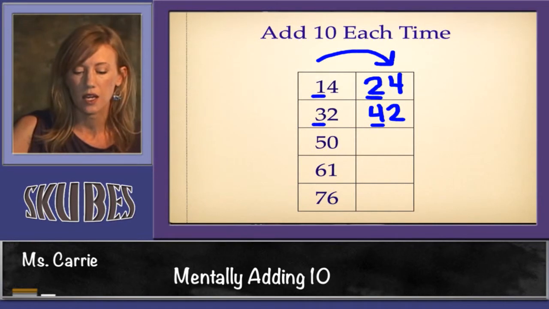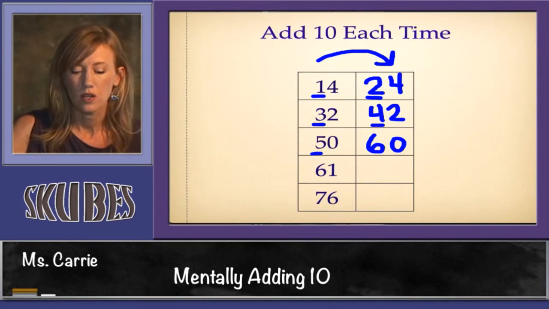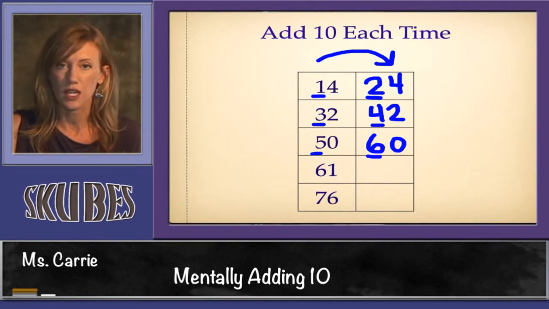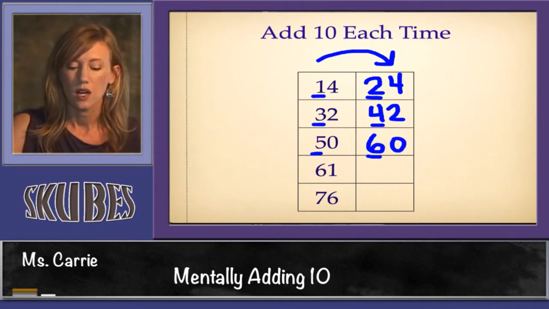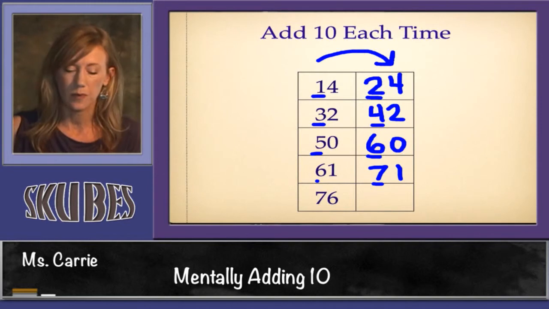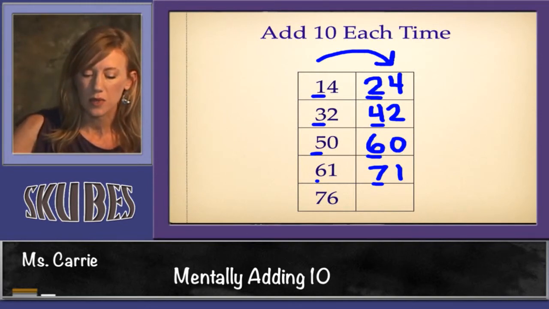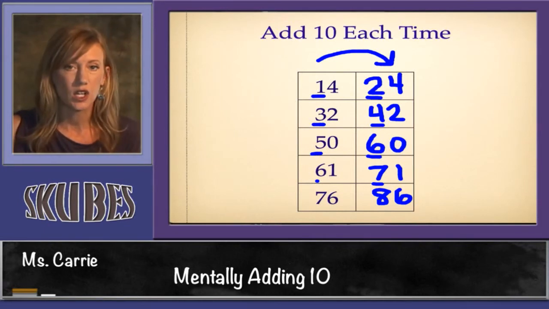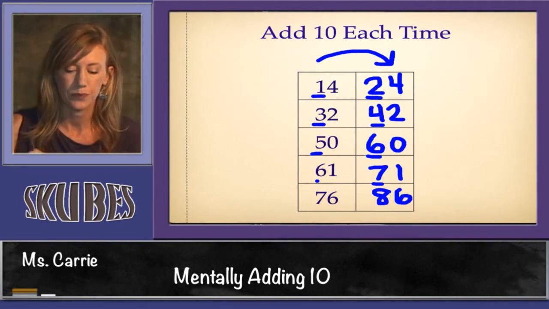Well, 50 plus 10 would be 60, because the 5 would go up to a 6. You're looking in that 10's place again. The 0 stays the same because that's in the 1's place. 61 becomes 71. That 10's digit goes up 1, and the 1 stays the same. 76 becomes 86. That 10's digit goes up 1, but the 1's column, which was 6, stays the same.